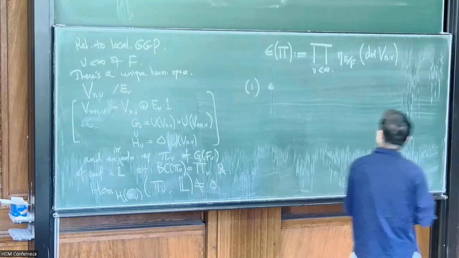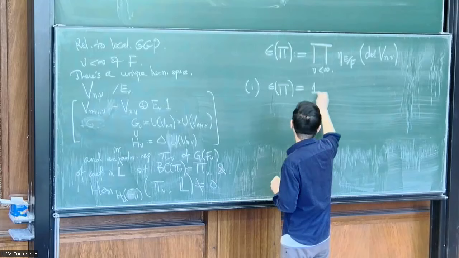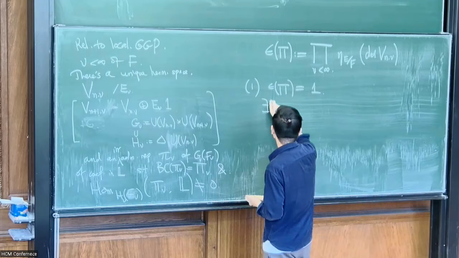Okay, so the first case is that epsilon pi is plus 1. So in this case, there exists a unique global Hermitian space.